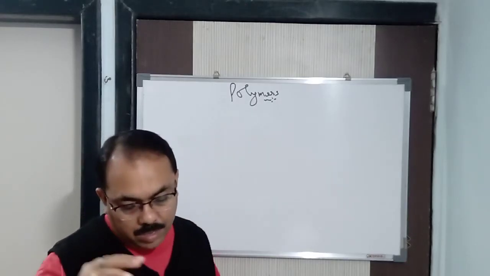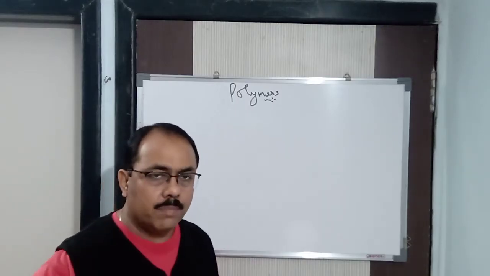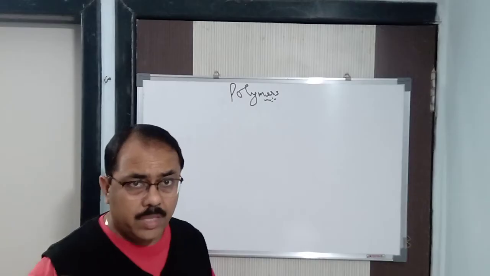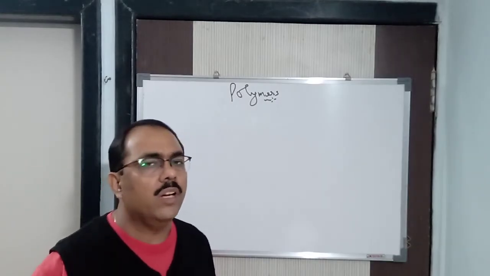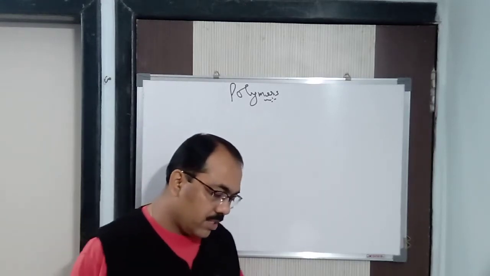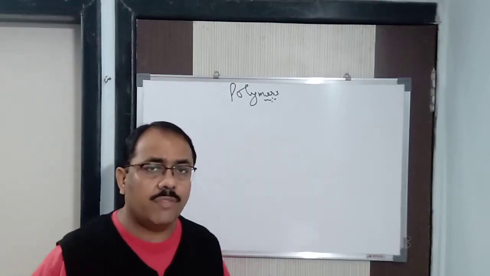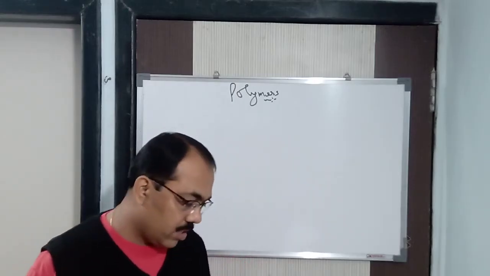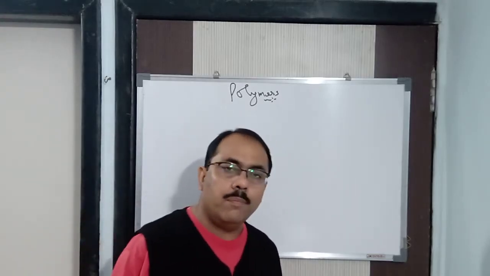The number of times a particular unit is repeated, the number of times a particular small molecule or monomer is repeated, is called the repeat unit of the polymer, which gives rise to the entire chain of the polymer. Clear? Now next, monomer is the building unit of a polymer.